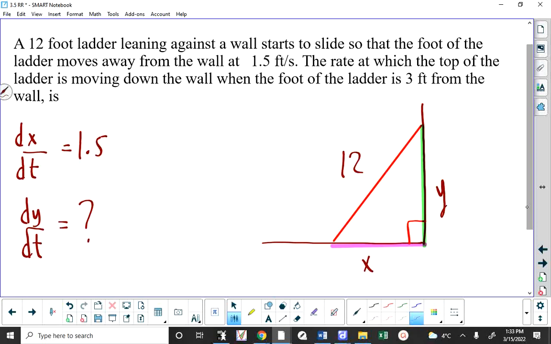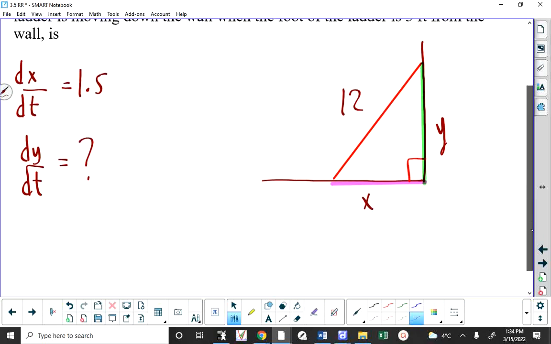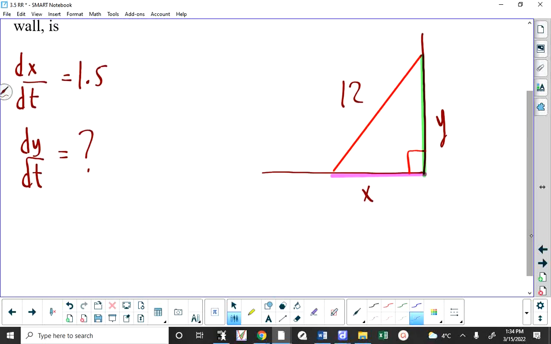I've seen university questions that say the length of the ladder is collapsing at 2 feet per second. So then you would have to include it. But we don't here because the length of the ladder is a constant. This is, I think, one of the tamest related rates questions because the equation is just the Pythagorean theorem. Quite frankly, I don't even want to waste my time squaring 12. I know it's 144, but I'm about to differentiate it, and 12 squared is a constant, so it doesn't matter.